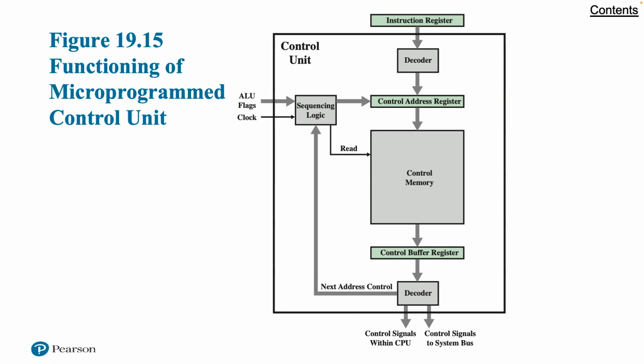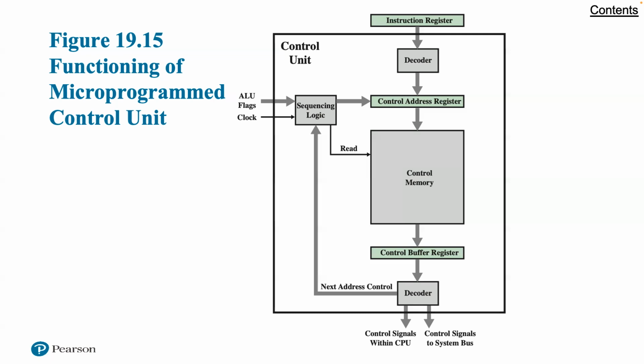The contents of the control buffer register generate control signals and next address information for the sequencing logic unit. The sequencing logic unit loads a new address into the control address register based on the next address information from the control buffer register and the ALU flags. All this happens during one clock pulse. The last step just listed needs a little bit more elaboration. At the conclusion of each microinstruction, the sequencing logic unit loads a new address into the control address register. Depending on the value of the ALU flags and the control buffer register, one of three decisions is made.